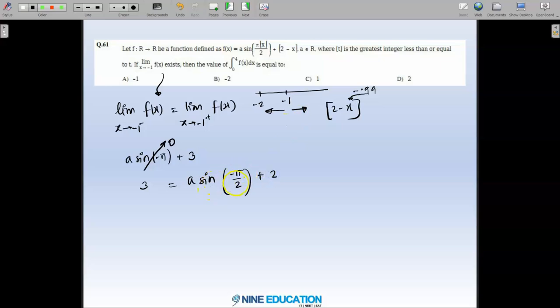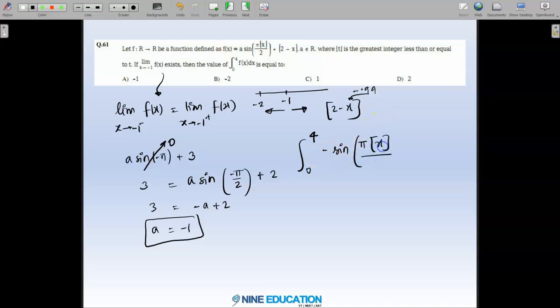So sine minus pi by 2 is actually -1. So minus a plus 2 is 3. So the a value is coming out to be -1. Now we can go to the calculation of the integration. So the integration is 0 to 4 f(x) dx, and f(x) we are sure about now because we have calculated the a value. It is -1, so there will be a minus sign before sine pi times integer x divided by 2, plus greatest integer of 2 minus x dx.